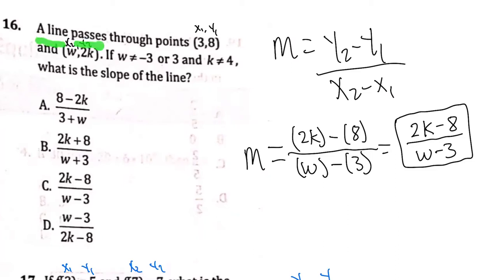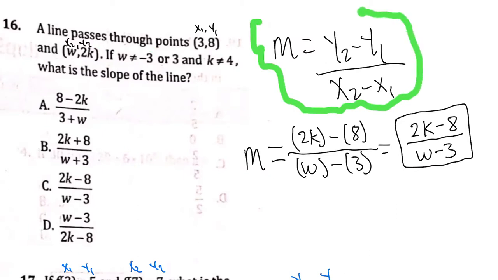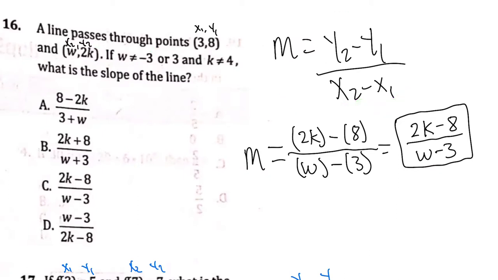A line passes through points (3, 8) and (w, 2k). If w is not equal to -3 or 3, and k is not equal to 4, what is the slope of the line? So here, I did some prep work. This is our slope formula, right?